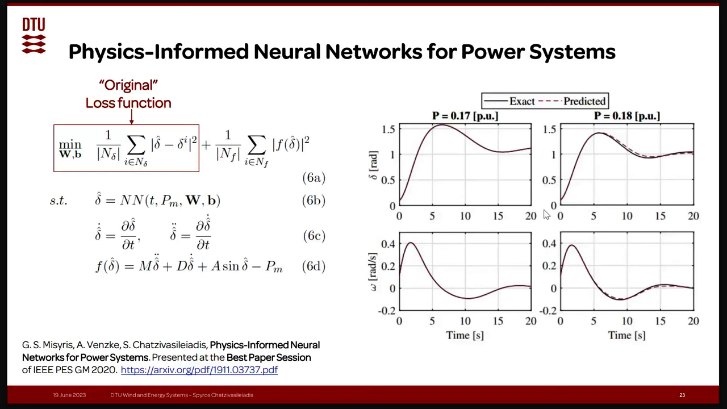I have my standard, original loss function, where I build a neural network that tries to get the rotor angle as close as possible to the label that I have, but now I add a regularization factor. What this does is I randomly sample T and P, and I get my output delta. I get the first derivative and second derivative, and I put them into this equation. Now this equation must be equal to zero, so I have it in my objective function in order to penalize that.